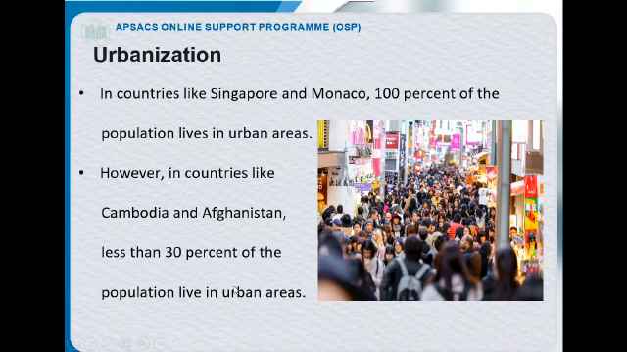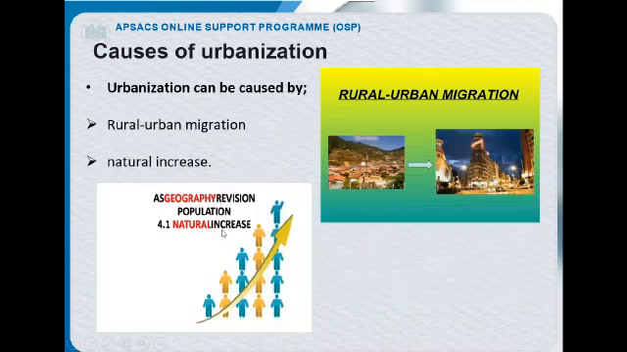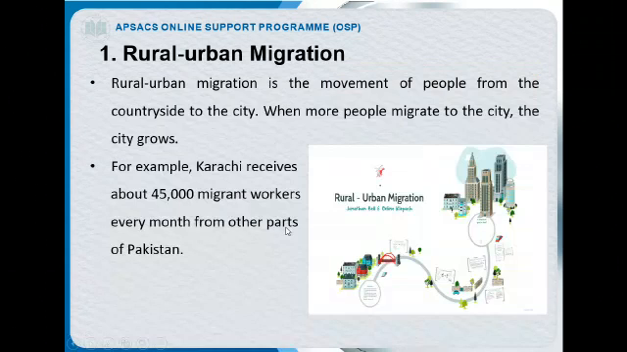What are the causes of urbanization? Urbanization can be caused by rural-urban migration, when people move from rural areas to urban, and natural increase, when the number of births is increased. What is rural-urban migration? It is the movement of people from the countryside to the city. When more people migrate, the city grows.